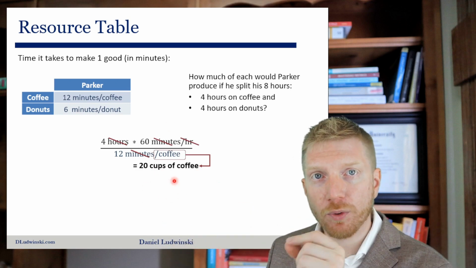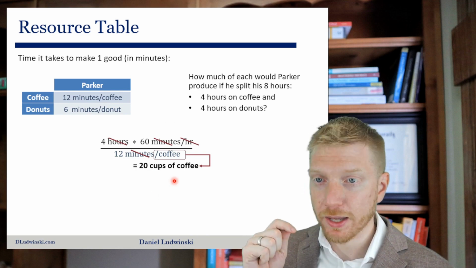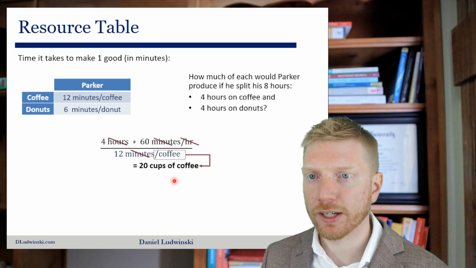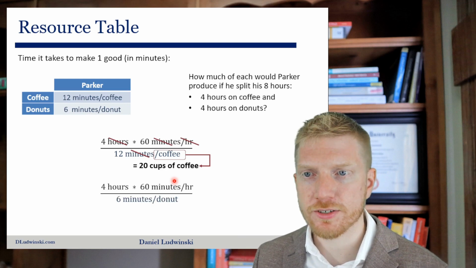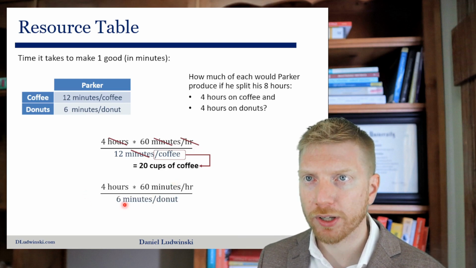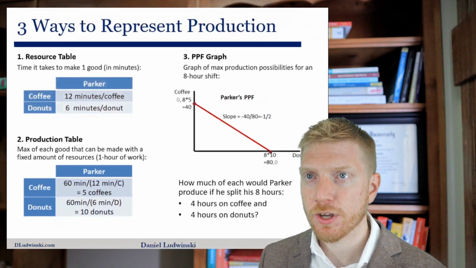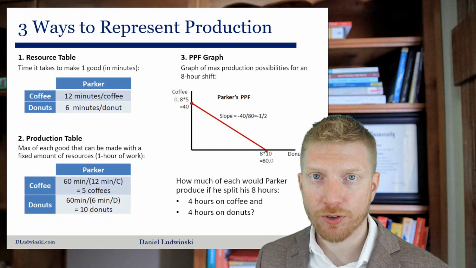And so if you're careful with your units, you will get the correct answer and do either the multiplication or division correctly. We can do the same exercise for looking at donuts as well. That gives us 40 donuts. So that's how we answer this question using the resource table.